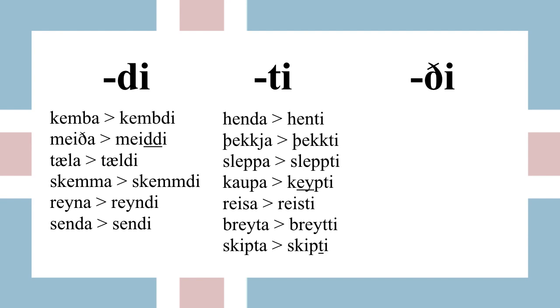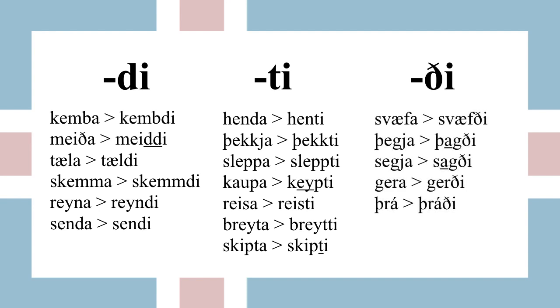In the next list, we have henta becomes henti, þekkja becomes þekkti, sleppa becomes slefti, kaupa becomes keifti, and notice there that we have an irregular vowel change. Reisa becomes reisti, breyta becomes breytti, and skipta becomes skifti. Notice here that breyta takes an extra ti at the end, but skipta doesn't, and that's because the t in breyta is surrounded by vowels, so it needs another t.